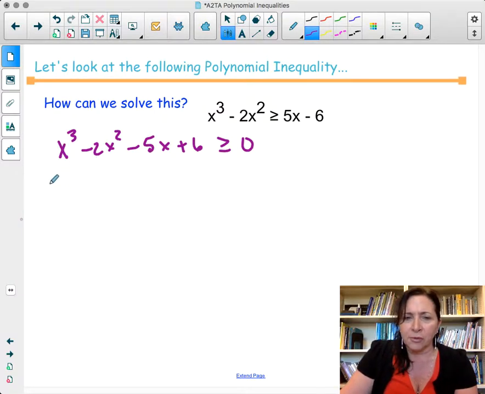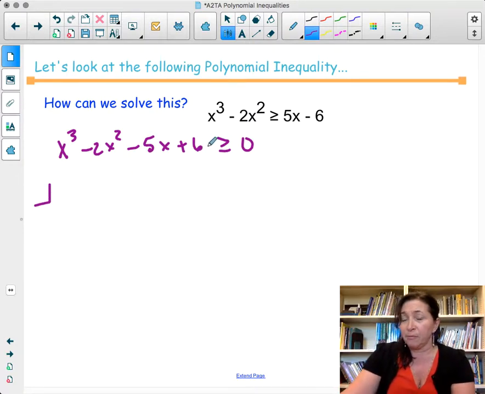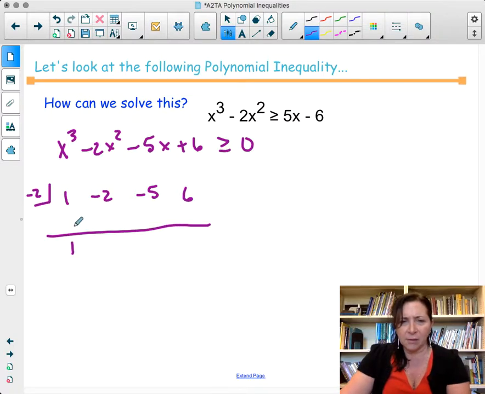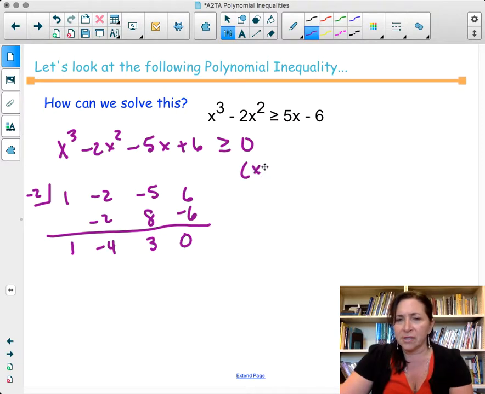So I'm going to use synthetic division, using my rational roots theorem. I'm going to plug in factors of 6 divided by 1. I'm going to try -2 first. 1, -2, -5, and 6. Let's see. Add down, multiply across, add down, multiply across, add down, multiply across, add down. So we have a 0. One of our zeros is x plus 2.